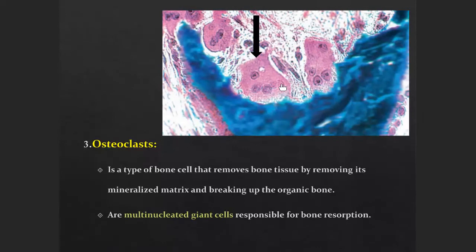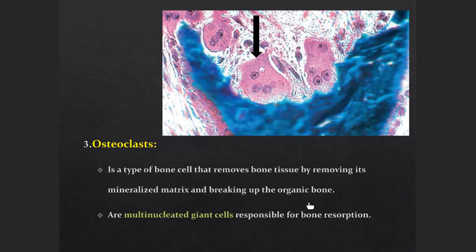Now they are called giant cells. What do you mean by giant? Giant means big. So they are big cells. They are multinucleated giant cells responsible for bone resorption. You have to understand two terms: deposition and resorption. Deposition means to deposit or form new bone. Resorption is to remove bone. So they cause resorption of the bone.